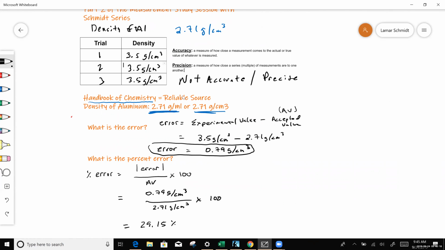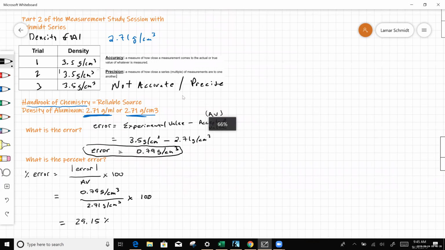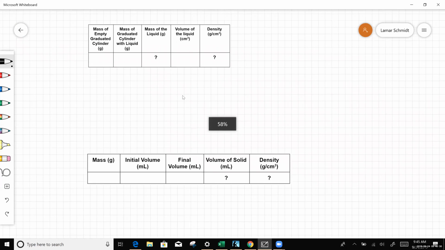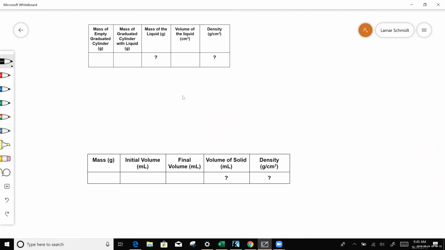In this whole series, I use aluminum for the whole thing because I just wanted to stick with one. It doesn't mean that we're using aluminum tomorrow. So the next thing, make sure you go and watch part 1, the measurement series study session with Schmidt. That's going to be very helpful for you.